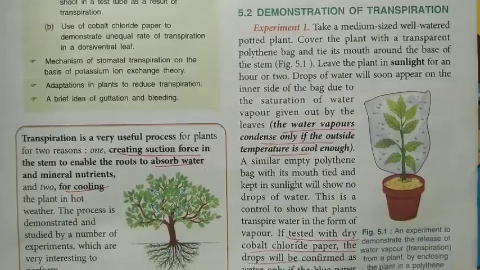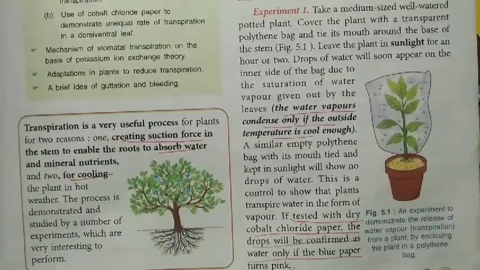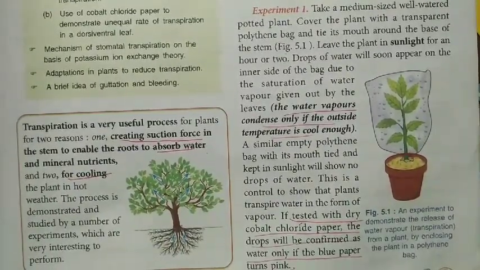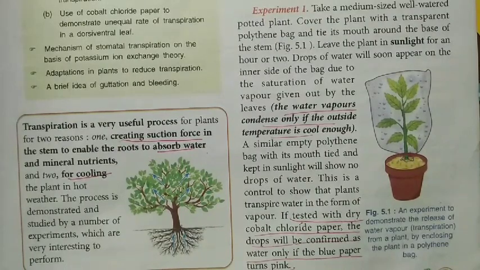Now, if we test it with the help of dry cobalt chloride paper, which is basically blue in color, when it is tested with this paper, it changes its color to pink. That confirms that evaporation, that means the transpiration from the plant, takes place from the aerial surface of the leaves.